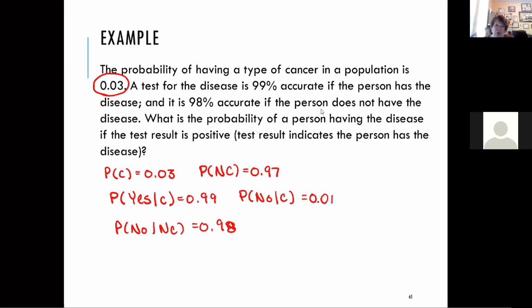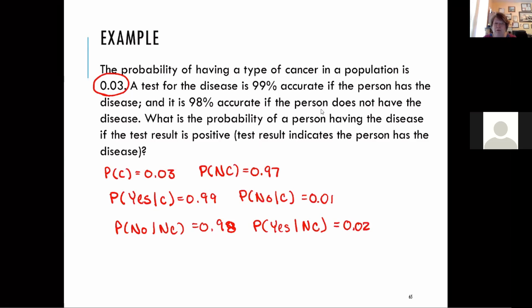So 2% of the time, you're going to get a false positive, which means it tests yes that you have the cancer when you actually don't. So this would be yes, given that you don't have cancer. That would be 0.02. So at this point, I've got so much going on here that I'm thinking a tree diagram might be the way to go, because I've got 6 probabilities already listed, and I haven't even decided what they're asking me for yet.